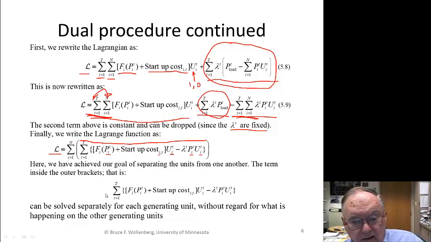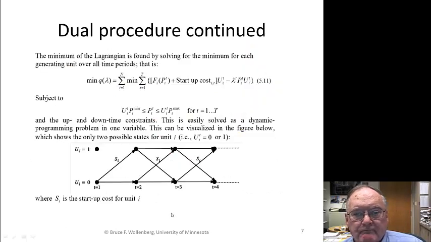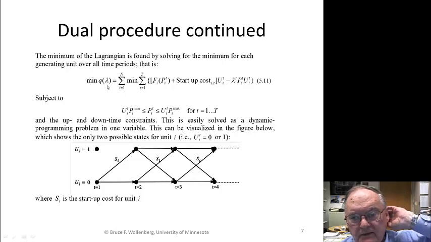I'm going to minimize this for each generator, and I don't care when I'm doing generator number 1 what happens to generators 2, 3, 4, and so forth. Then I do generator 2 and generator 3 completely separately. So it can be solved separately for each generating unit. The minimum of the Lagrangian is found by solving for the minimum of each generating unit over the time periods. This is the minimum of Q of lambda.